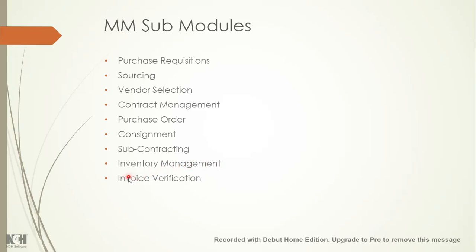Finally, another last topic within materials management you learn is invoice verification. When you create a purchase order, then you do the inventory receipt, right? Which you learn in inventory management, you do the goods receipt and all. And once the receipt is done, then you receive the invoice from the vendor and you do what is called the three-way match. So you learn how the invoice verification process is configured, how you set up the tolerances.